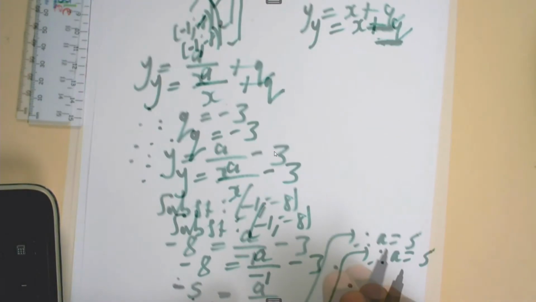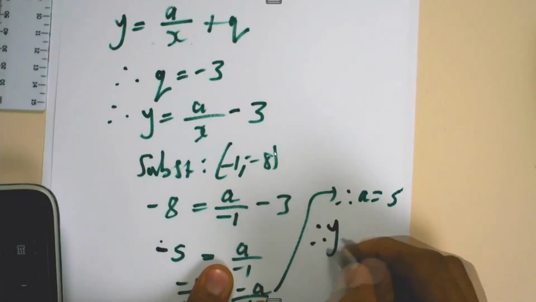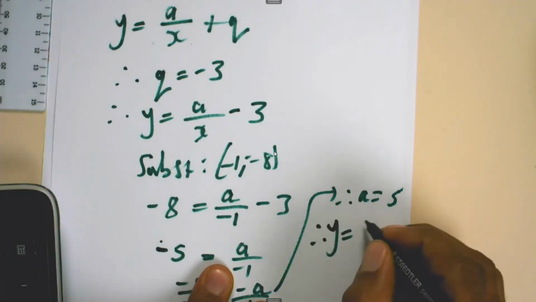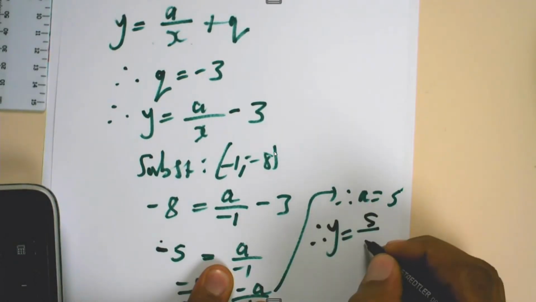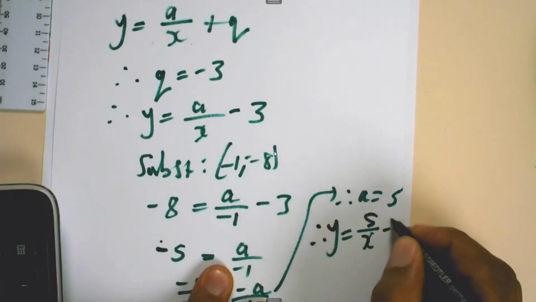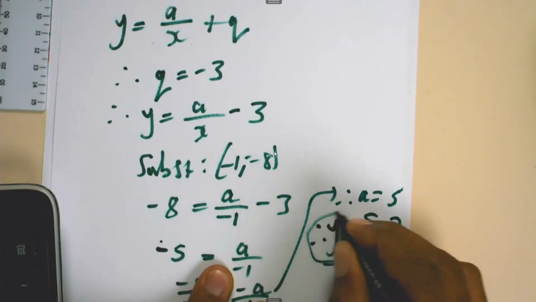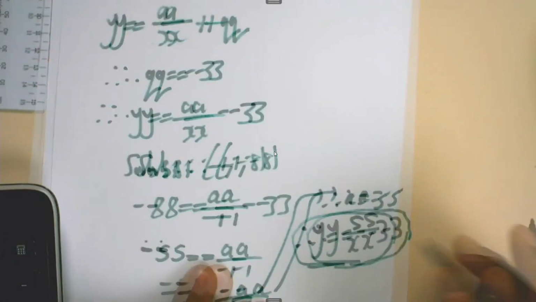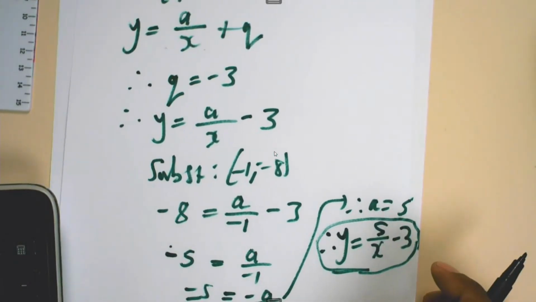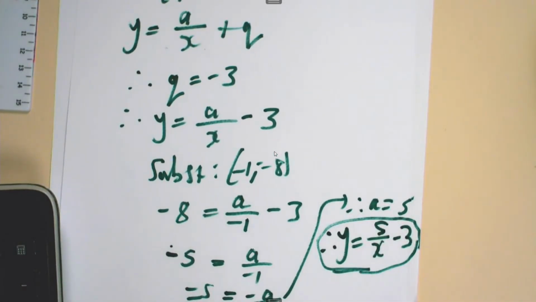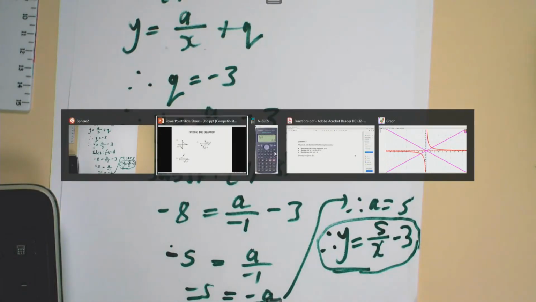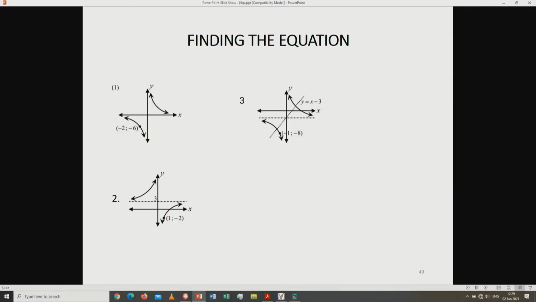Thereafter, substitute it back. Then you have y equals what? y = 5 divided by x minus what? Minus 3. That is your equation. Please remember that. That is your equation. Is it fine? Yes. Please, grade 10, make sure that you practice. We always say practice makes perfect.